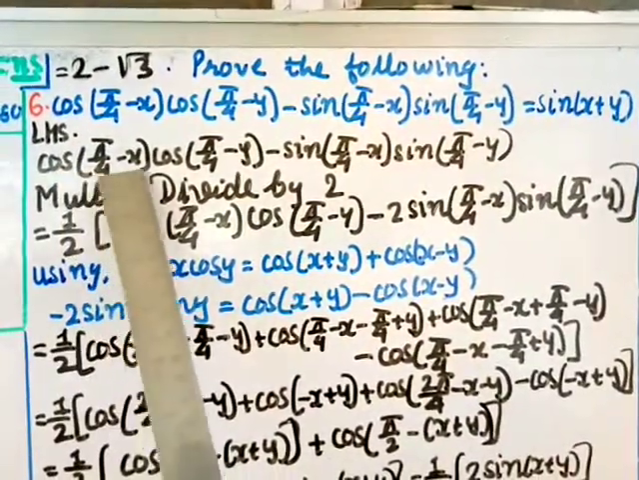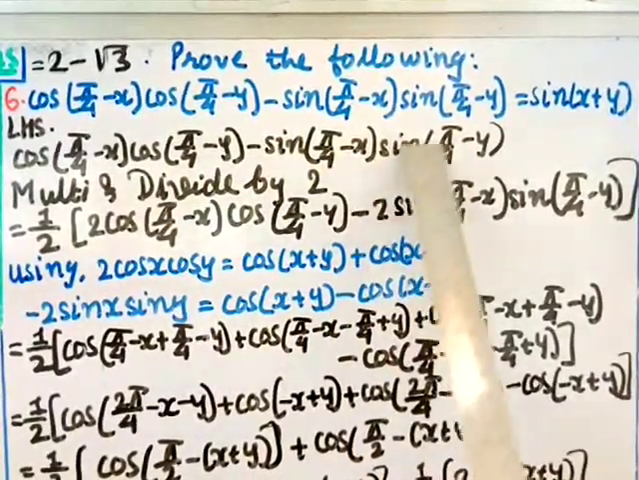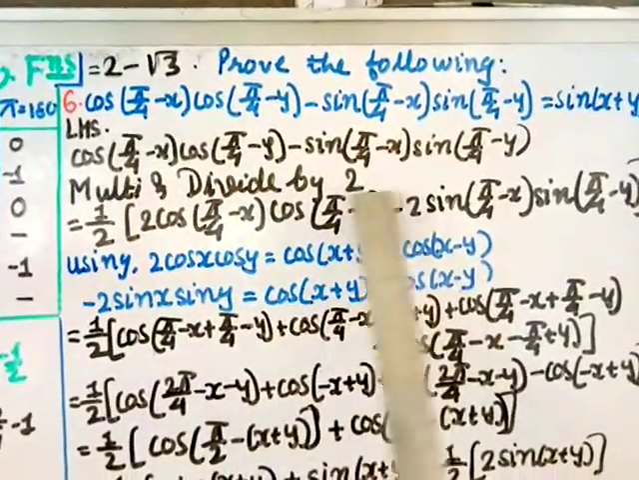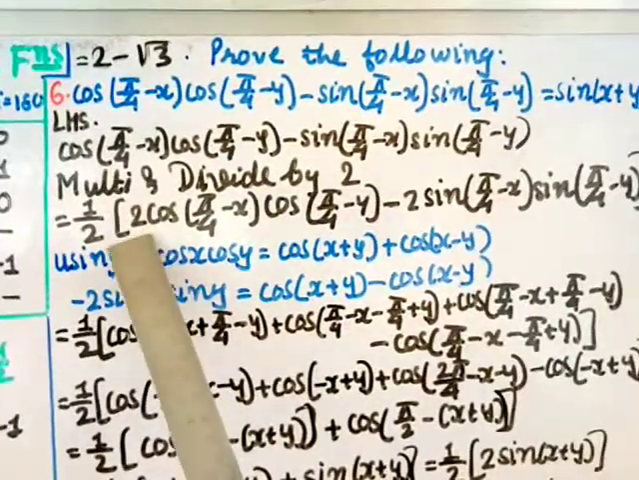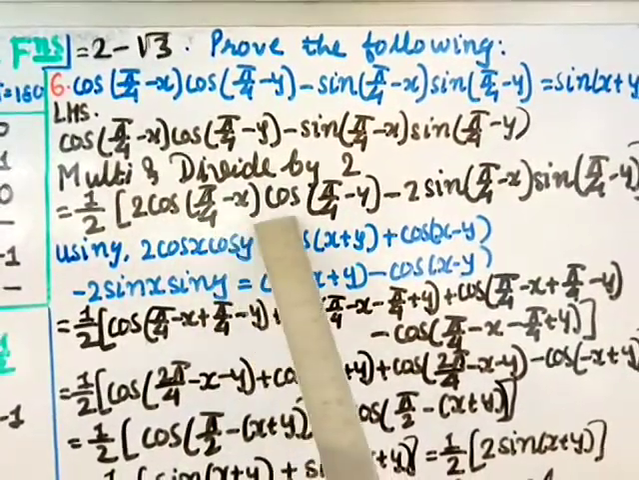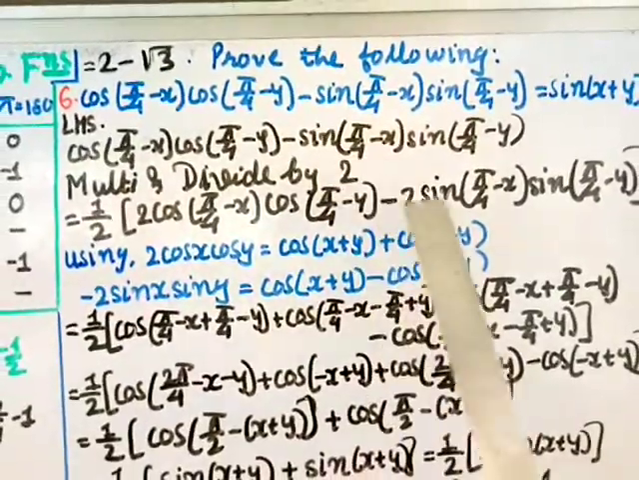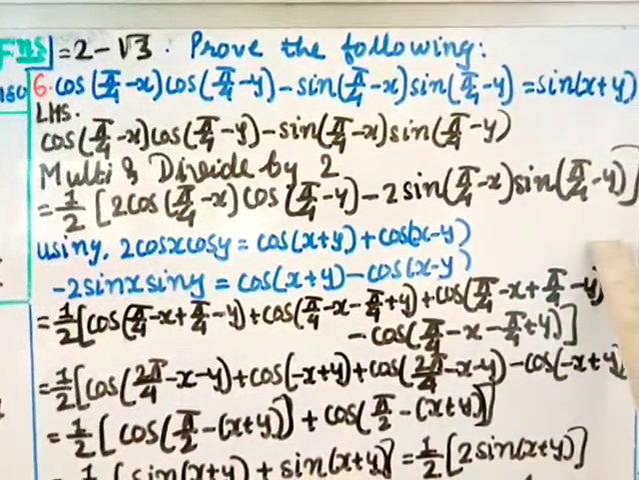Cos of pi by 4 minus x, cos of pi by 4 minus y, minus sin of pi by 4 minus x, sin of pi by 4 minus y. Taking the left hand side, then multiply and divide by 2. So I divide by 2, that is 1 by 2, and multiply here. So 2 cos of pi by 4 minus x, cos of pi by 4 minus y, minus 2 sin of pi by 4 minus x, sin of pi by 4 minus y, close the bracket. I am multiplying in both places.